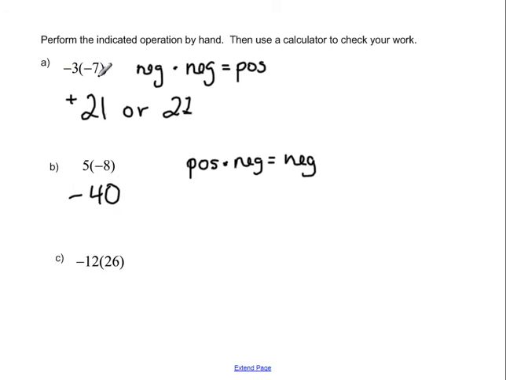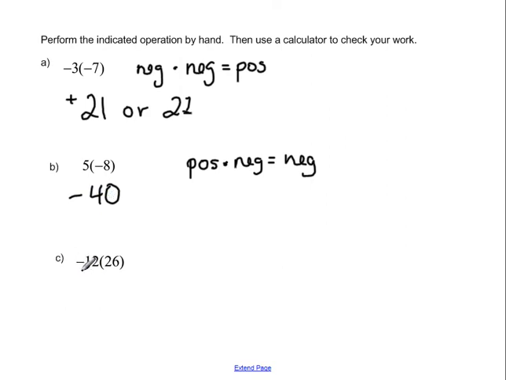Notice when I did both of these problems, I worked with the signs first and then came back and dealt with the numbers. Remember up here I said negative times a negative is a positive, and 3 times 7 is 21. Down here I said positive times a negative is a negative, and 5 times 8 is 40. This is a good strategy when you're doing multiplication with signed numbers: take care of the sign first, and then you can come back and just focus on the numbers.